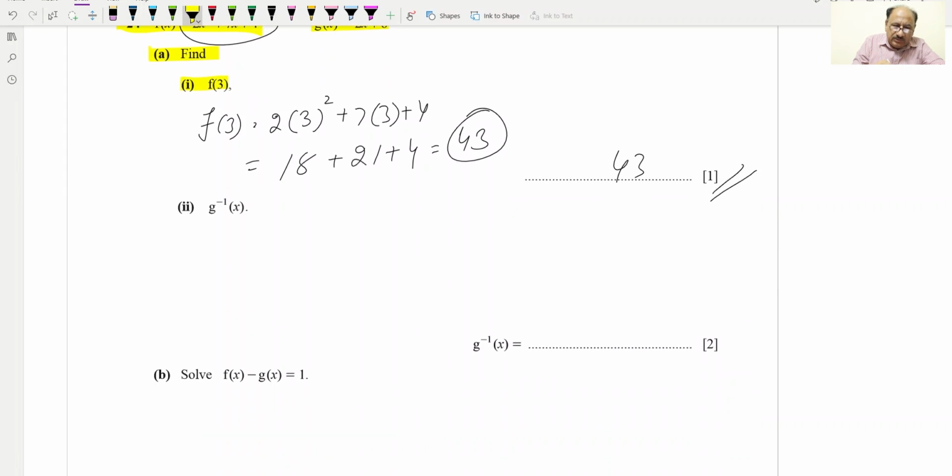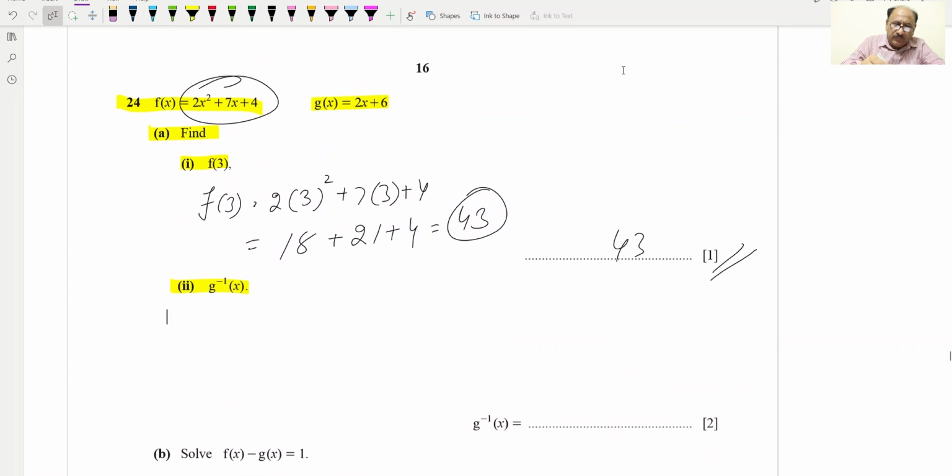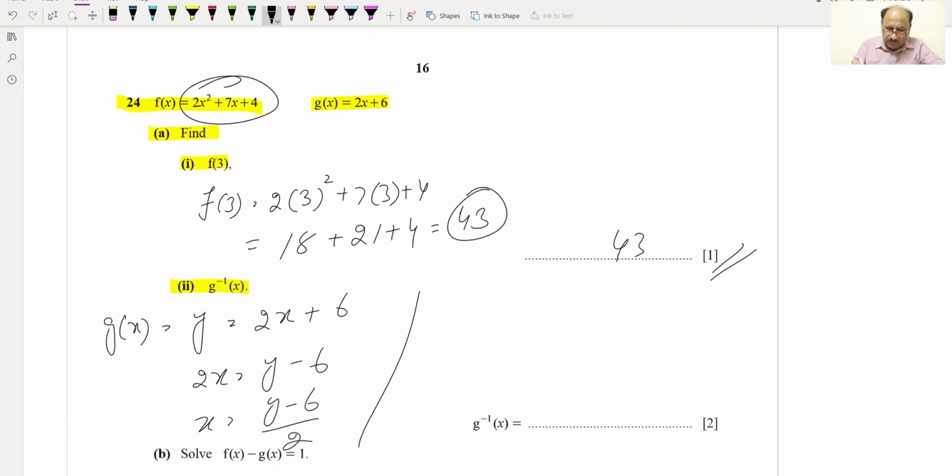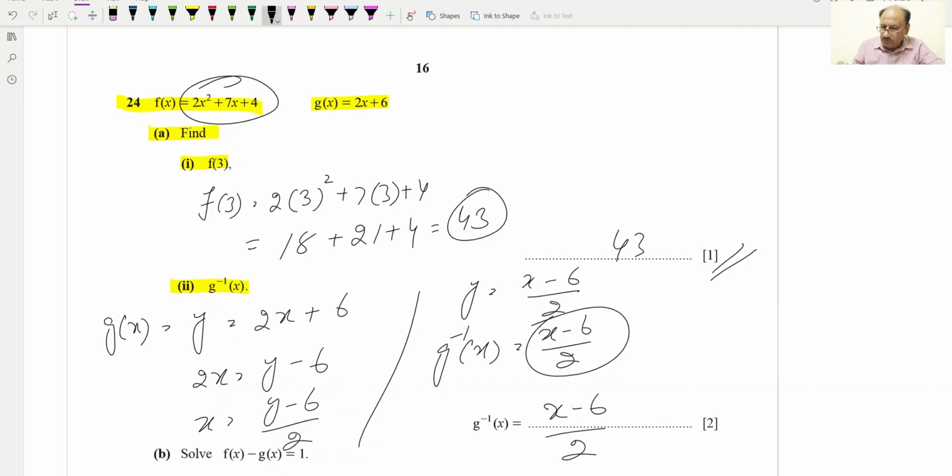Now we need to find g inverse of x. g of x we already have, and we can write y is equal to, which is basically g of x. So g of x is equal to y, which is equal to 2x plus 6. Now in this equation we have to make x the subject. So 2x will be equal to y minus 6 and x is equal to y minus 6 over 2. And now we can swap x and y. So y will be equal to x minus 6 over 2, or we can write g inverse of x is equal to x minus 6 over 2, and this x minus 6 over 2 will be our final answer for 2 marks. Hopefully you understood this.